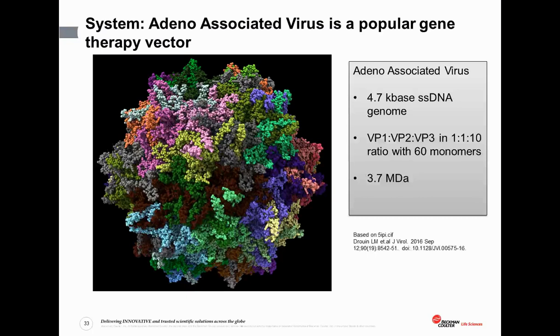So adeno-associated virus, or AAV, is one of the most popular viral vectors for gene therapy in current use. To give you a very high-level introduction to what AAV is, it's a 4.7 kilobase single-stranded DNA genome. And the capsid is made up of three proteins, VP1, VP2, and VP3, in a 1:1:10 ratio with about 60 monomers. The entire thing has a mass of about 3.7 megadaltons.